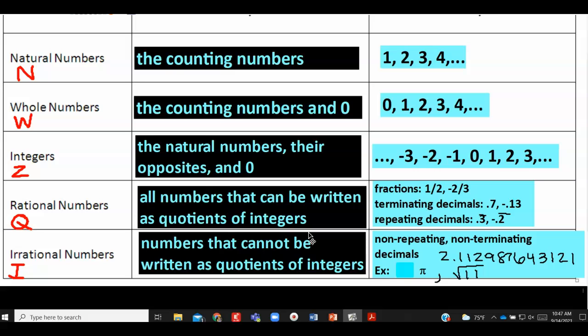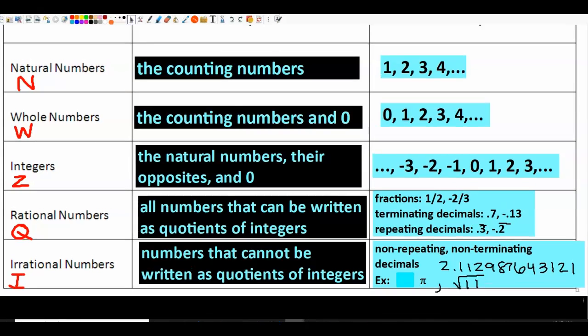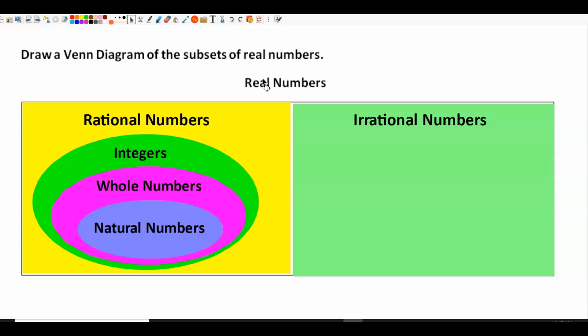Okay. So we can classify these numbers by looking at a Venn diagram. So all rationals and irrationals are the subset of the real numbers. So right now in your study of mathematics, all numbers are real. When we get to chapter 5, we're going to learn about non-real numbers or imaginary numbers. But for now, all numbers you know are real.